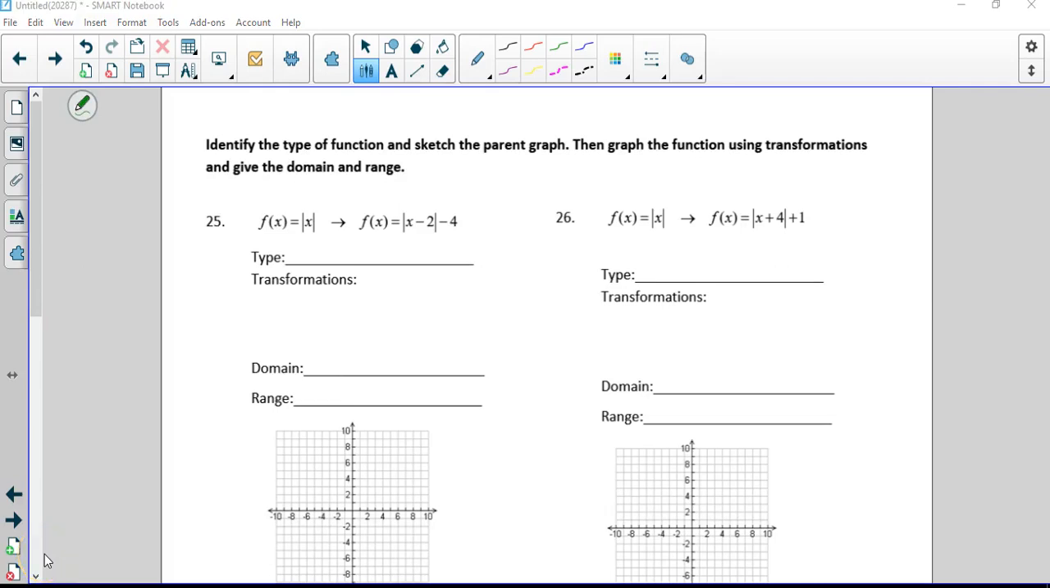Go with the last part of the review. So identify the type function and sketch the parent graph. Well, obviously this is an absolute value. Okay? And then looking at this, negative 4 moves it down 4. This negative 2 inside is opposite what you would think and makes it go right 2.